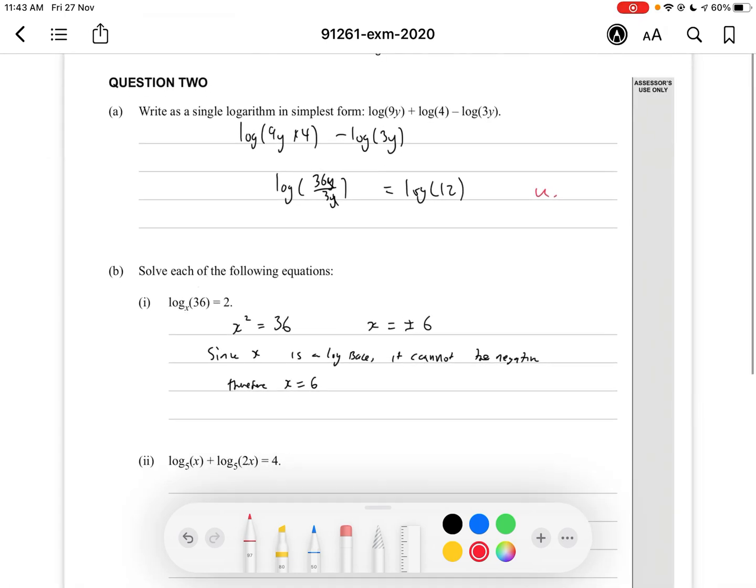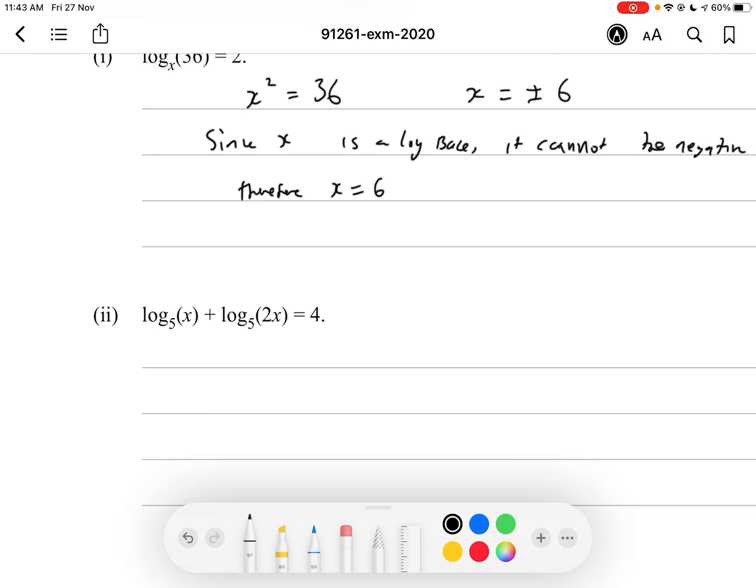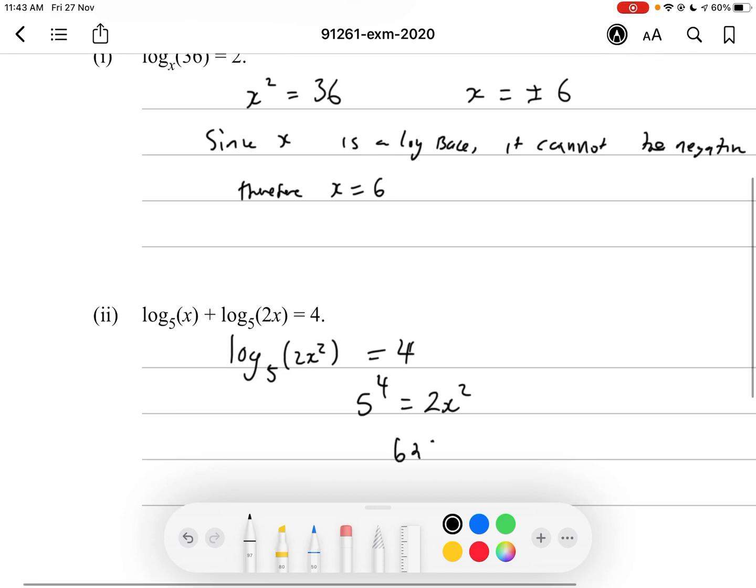As we were saying in question A, when we add logs of the same base, it's the same as saying we multiply the inside, since it's both log base 5. So therefore we can say this is log base 5 of 2x squared equals 4. Alright, and now we can just carry out our BOP rule. So we can just say 5 to the power of 4 equals 2x squared. 625 equals 2x squared.